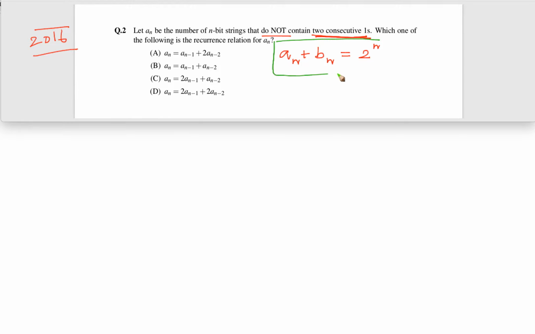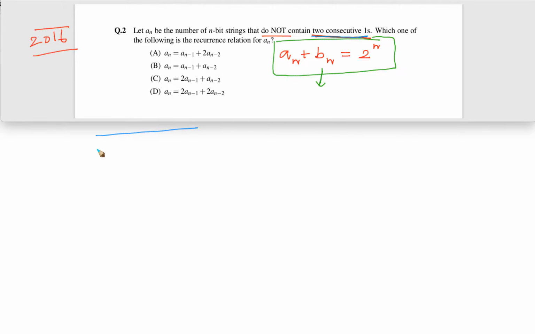In the meantime, we will firstly try to simply compute bn. Once we compute bn, then from that we can find an, and then we'll choose the options. So firstly let's get into the calculation of bn. We have to find all the n-bit strings which have two consecutive ones. So how can we do that?